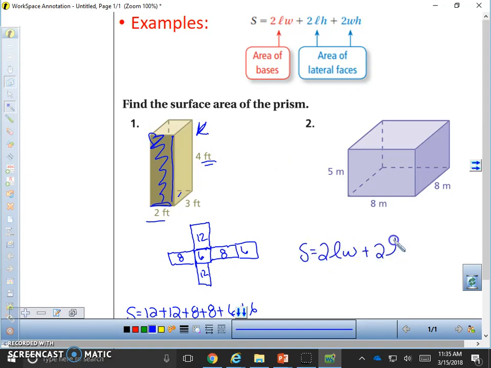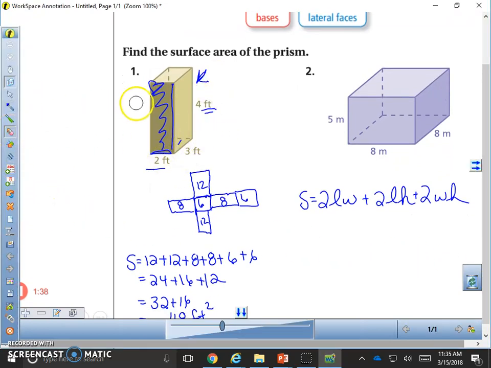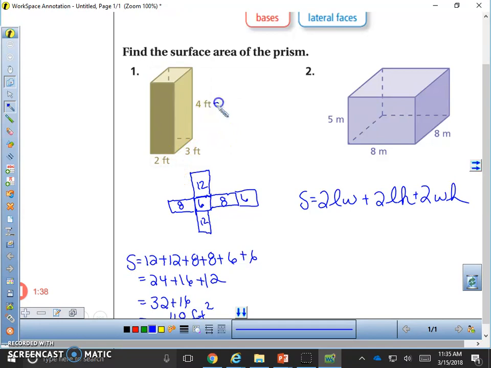The second way we could have solved this is by memorizing that surface area equals 2 times the length times the width, plus 2 times the length times the height, plus 2 times the width times the height. Then we just need to be able to label our picture in order to write our formula. Height is 4. And it doesn't matter which one you make length and width. I know we get stuck on which one it's going to be. I'm just going to make 3 the length and 2 the width. Now we're going to do that word substitution.